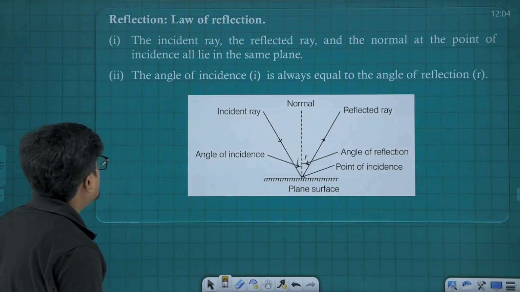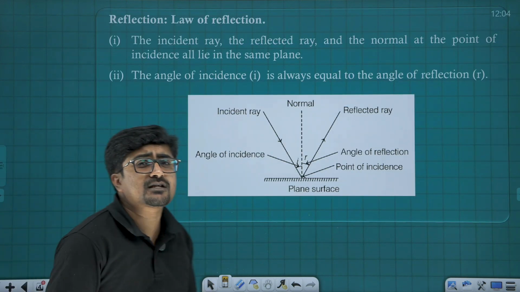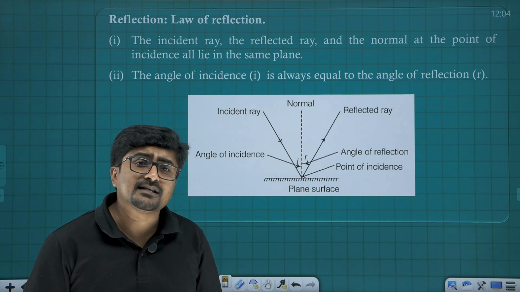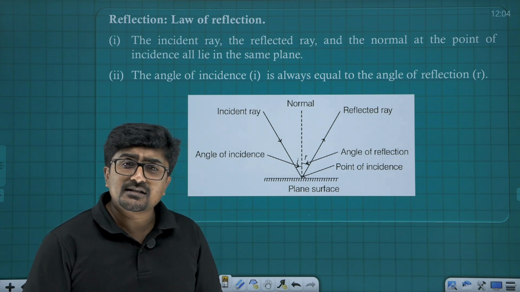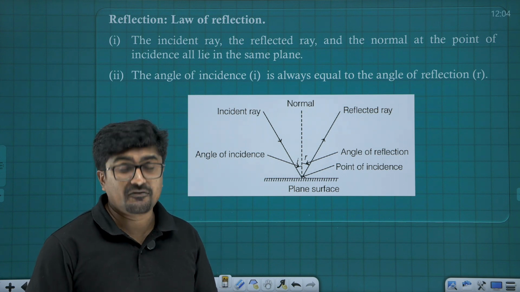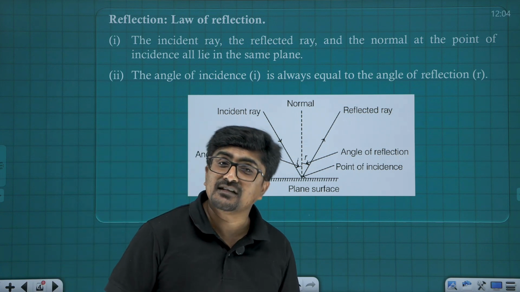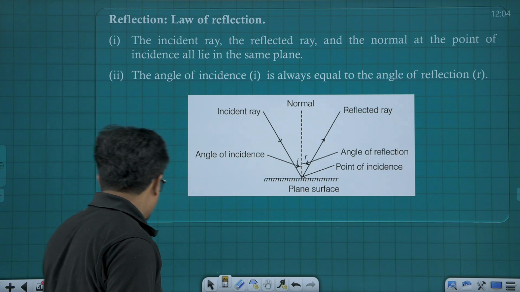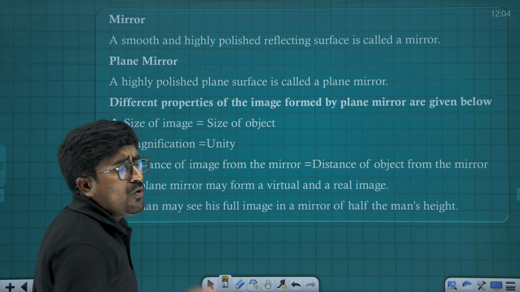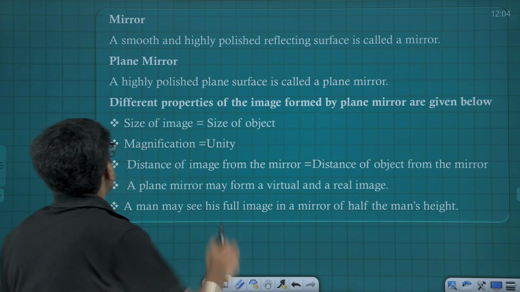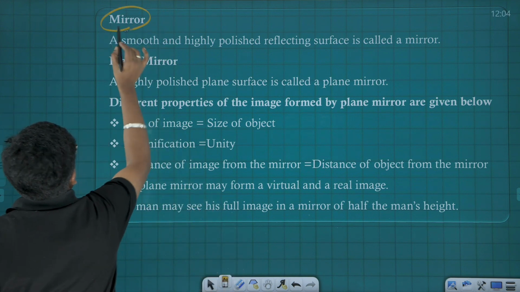Alright, so here, first of all, we need to discuss the law of reflection. You all know what the law of reflection is. What it says: angle of incidence is equal to angle of reflection. Incident ray, reflected ray and the normal lie in a common plane. Fine, a simple statement.